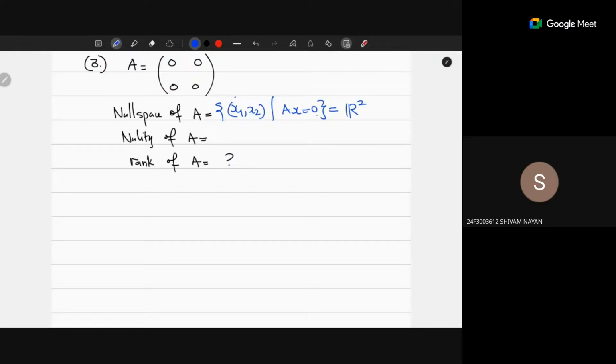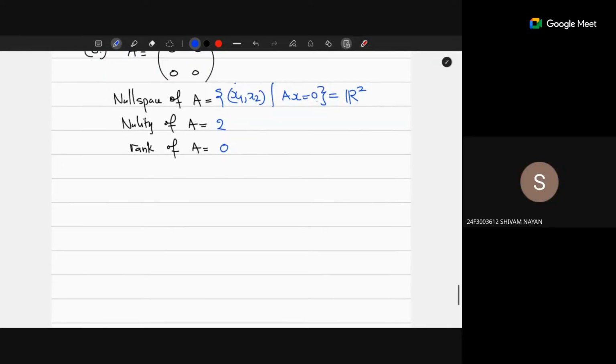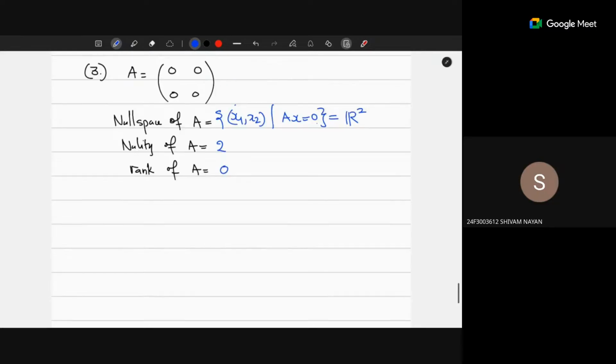Okay. Now what about nullity? 2. Right. Nullity is 2. Now what about the rank? 0. Right. Why is it 0? Because the rows are all zero. They are already in row reduced echelon form and there is no pivot element. There is no non-zero row. True.